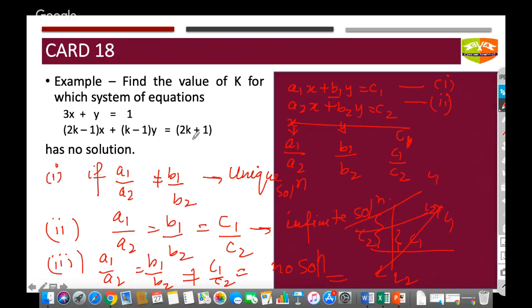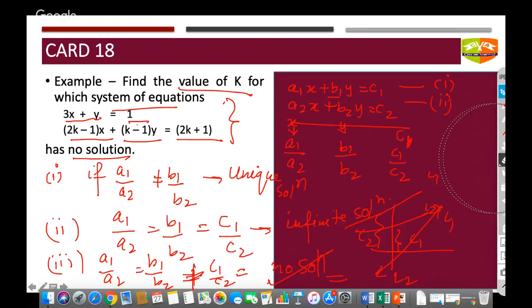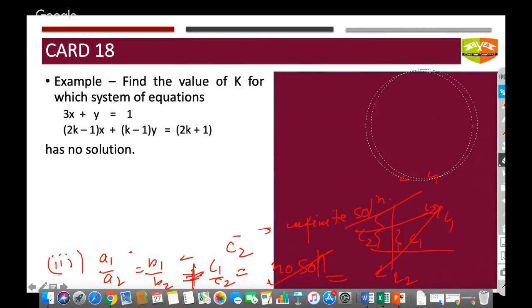So look here, what I need to do is find the value of k for which the system of equations 3x + y = 1 and (2k - 1)x + (k - 1)y = 2k + 1 has no solution. In this case, a1/a2 should be equal to b1/b2, that should not be equal to c1/c2. So I'll apply that in this question.